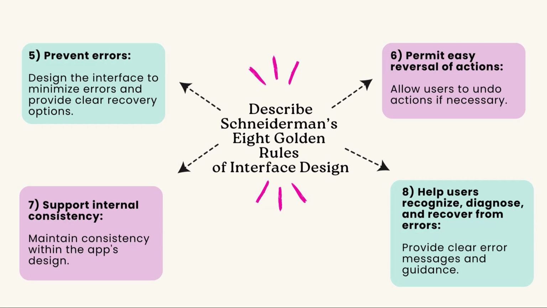Fifth, prevent errors. Design the interface to minimize errors and provide clear recovery options. Sixth, permit easy reversal of actions. Allow users to undo actions if necessary. Seventh, support internal consistency. Maintain consistency within the app's design. Last one, eighth, help users recognize, diagnose, and recover from errors. Provide clear error messages and guidance.